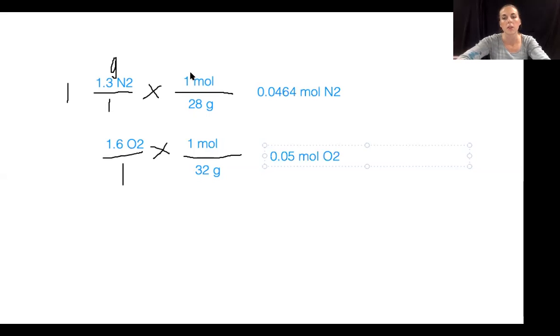So now I have moles for each. So then the next step is going to be to calculate the total number of moles in the mixture. So let me go back to my whiteboard. Where did it go? Okay, I don't know where the whiteboard went. All right, but you're just going to add them up.